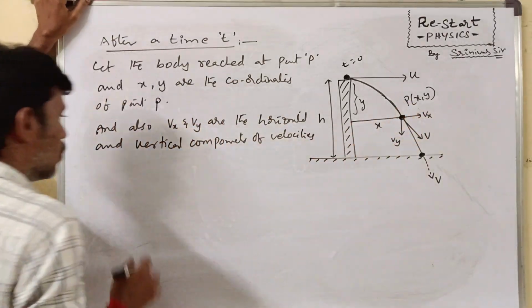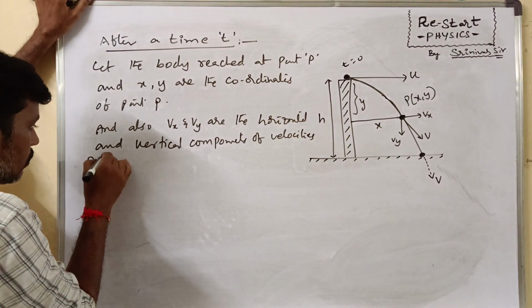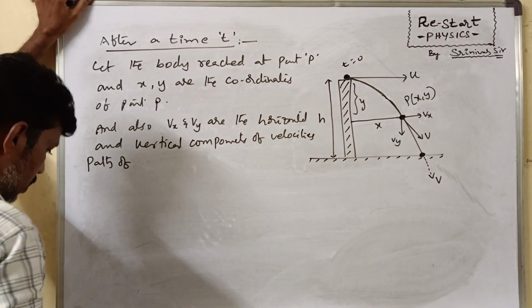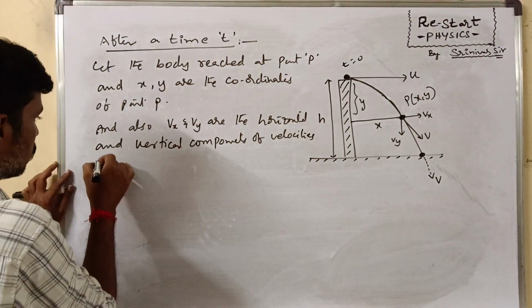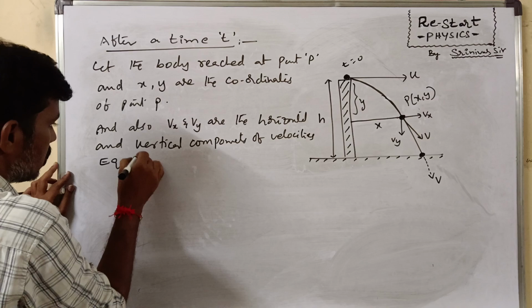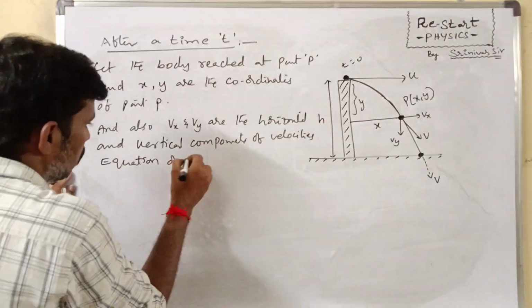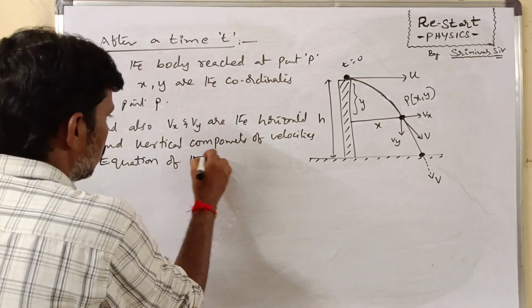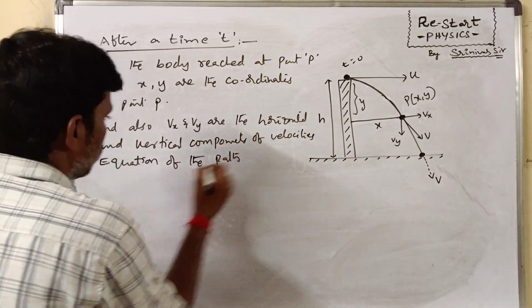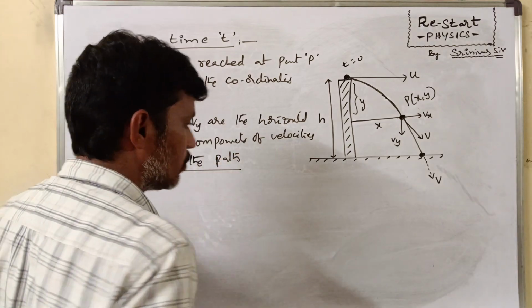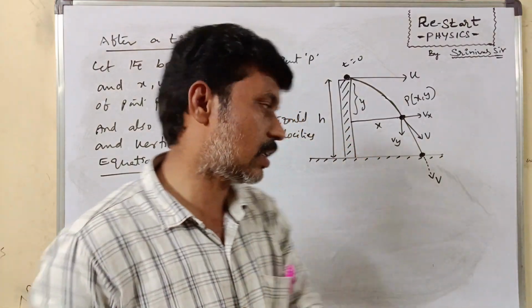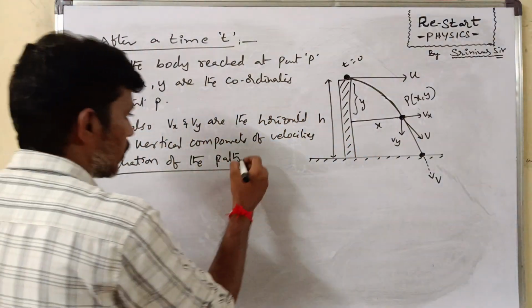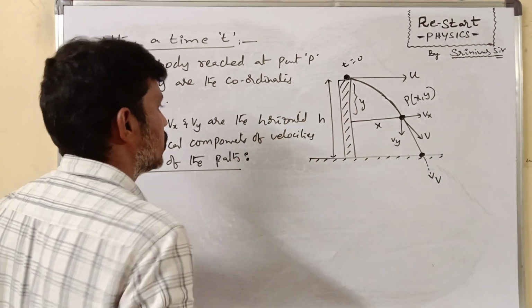Now we have to find the path of the body. Otherwise, we can write the equation of the path. Equation of the path here means equation of the path of the projectile. Clear? Equation of the path of the horizontal projectile.